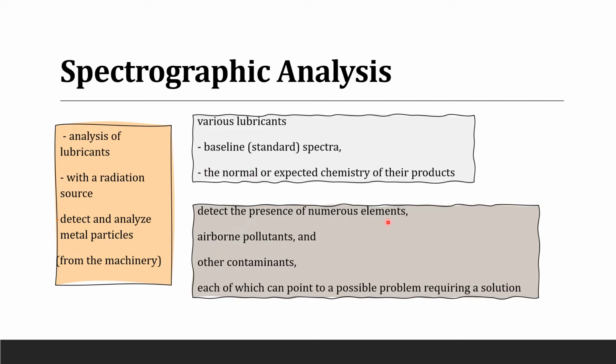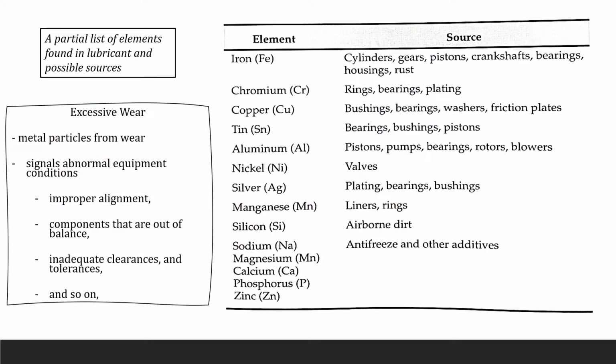definitely detects the presence of numerous elements, and these elements are your airborne pollutants and other contaminants, each of which can point to a possible problem. What we're doing in our predictive maintenance is coming up with a solution for any kind of problem. That's why we're studying everything that we need to know about that equipment, internal and external.